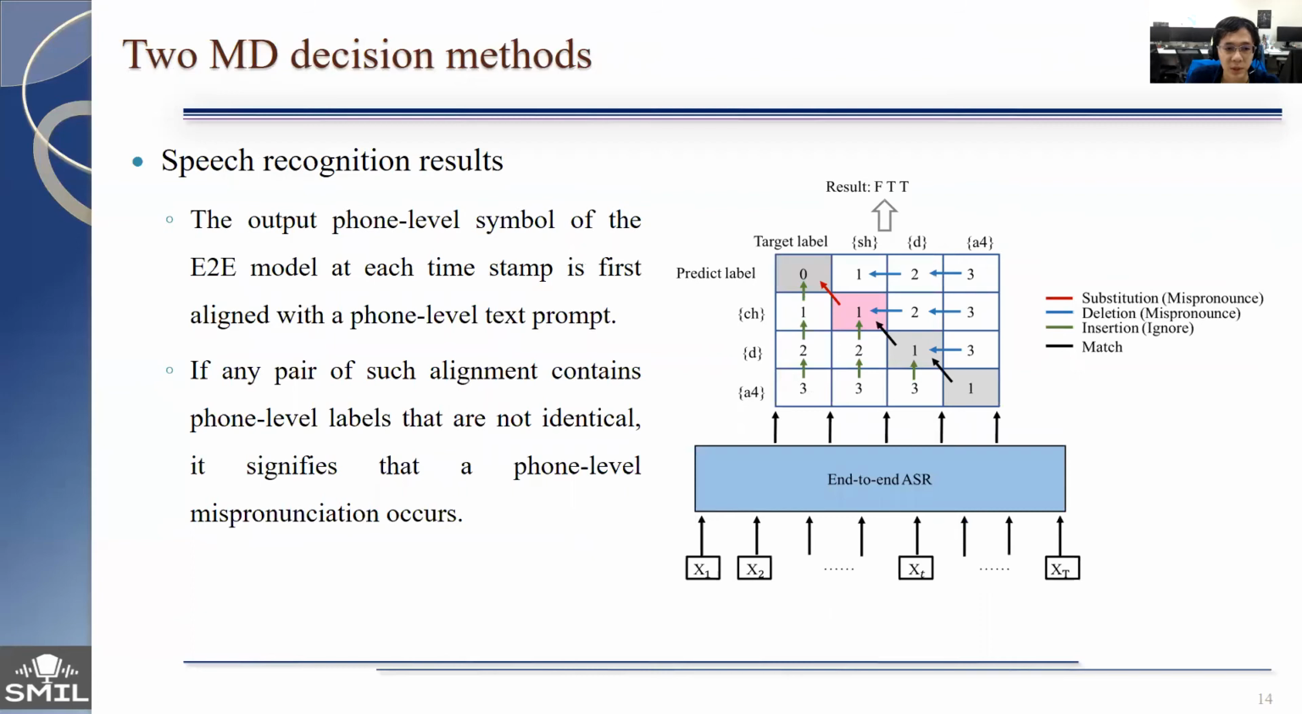The second one is speech recognition results. We can simply recast CAPT as an ASR problem. In other words, the output phone label symbol of the hybrid CTC-Attention model at each time step is first aligned with the phone label symbol at some position of the text prompt with the shortest edit distance criteria. If any pair of such alignment contains phone labels that are not identical, it signifies a phone label mispronunciation error.